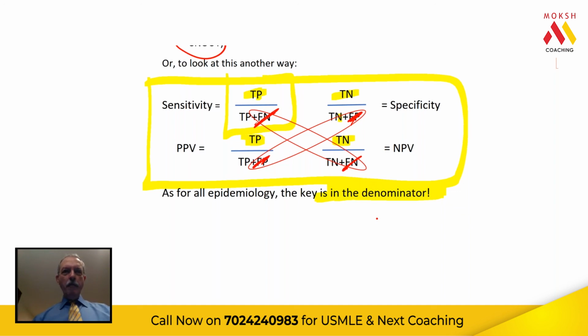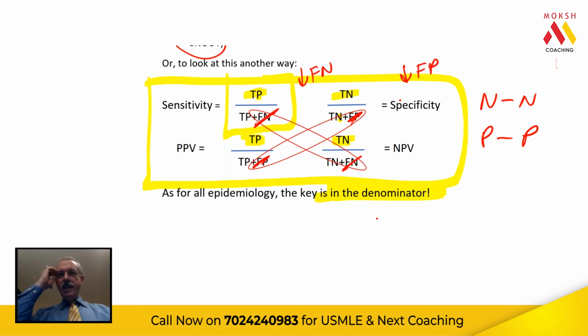All right, humor me now. Without looking at the screen before you, what kind of falses are in the denominator for sensitivity? That's easy. False negatives. What kind of falses are in the denominator for specificity? That's easy. False positives. Why is that easy? N with N and P with P. If I want to have the best possible sensitivity, I want to reduce my false negatives, N with N. If I want the best possible specificity, I want to reduce my false positives, P with P.